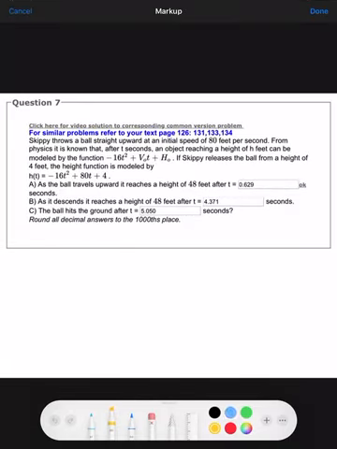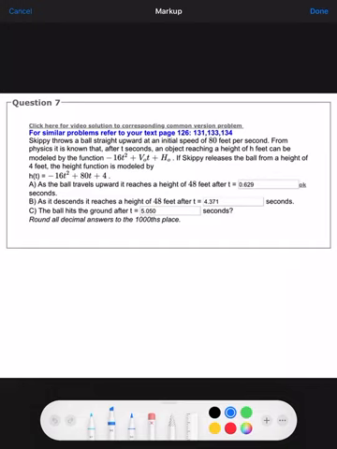All right, so it says, Skippy throws a ball straight upward at an initial speed of 80 feet per second. From physics, it is known that after t seconds, an object reaching a height of h feet can be modeled by the function negative 16t squared plus v sub o times t plus h sub o. If Skippy releases the ball from a height of 4 feet, the height function is modeled by h of t equals negative 16t squared plus 80t plus 4.